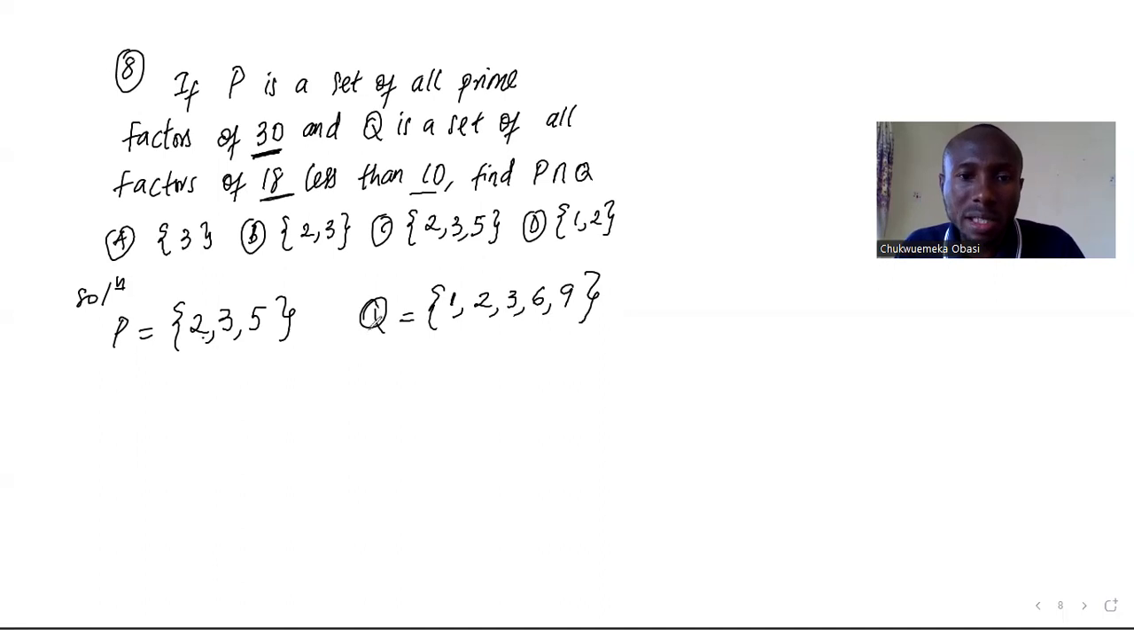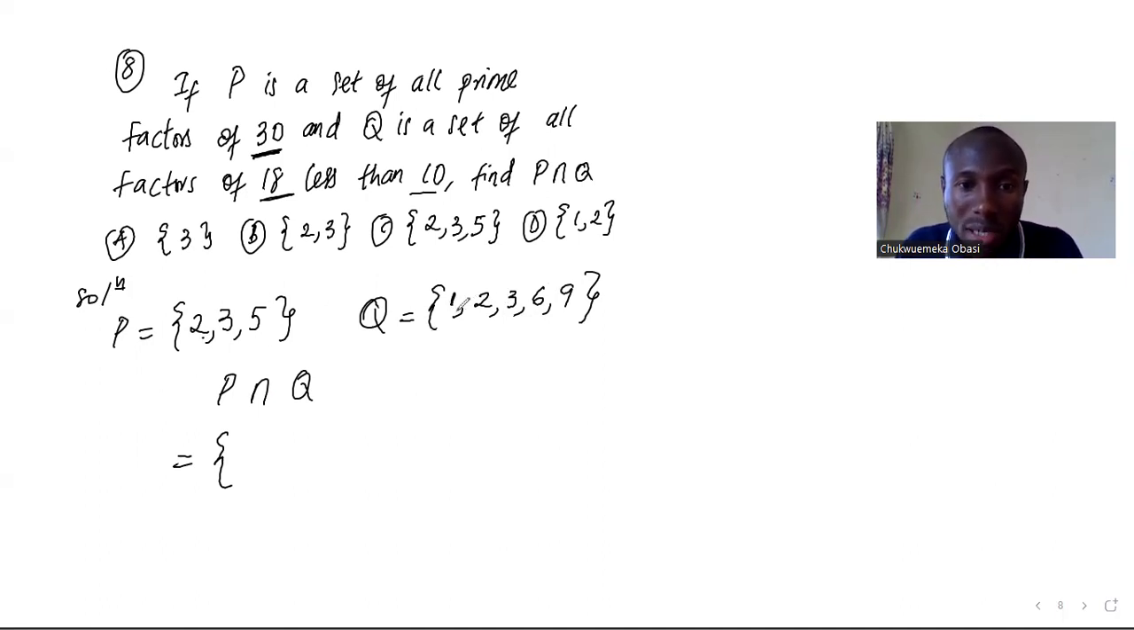These are the factors of 18. These are the numbers that can divide 18. All right. So now let us get the intersection P intersection Q. Intersection is a set of those data that are common here and here. The data that you have here and the data that appears here. The data that appears for both of these sets are the intersection. What they have in common, that is intersection.